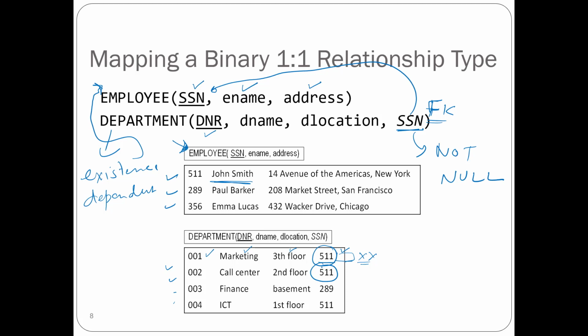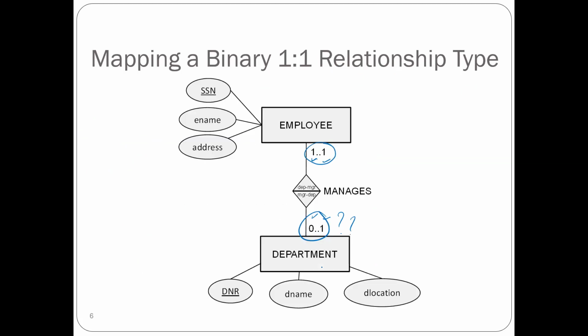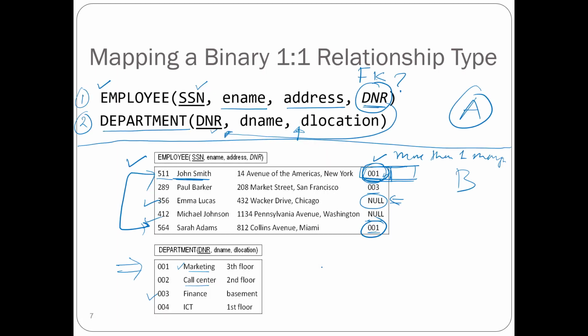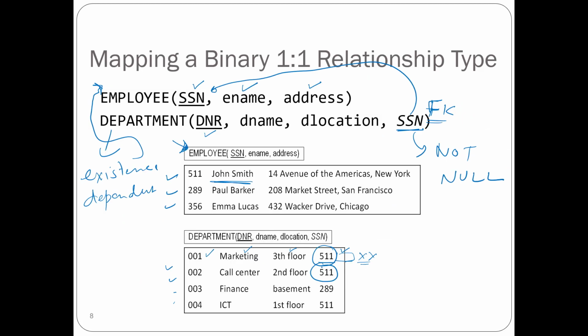How about the 0? We may have an employee who may not manage any department. Do we have any such scenario here? For that, we'll have to look at the manager's SSN.